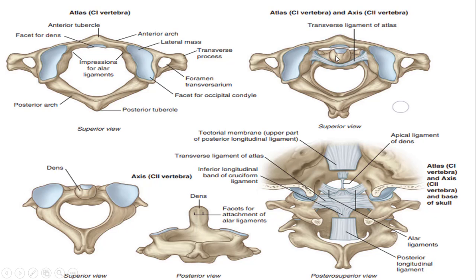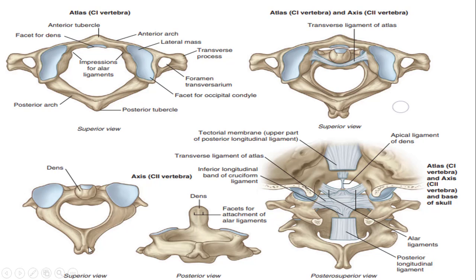How is the dens held in position? By the transverse ligament of the atlas, posterior to it and spanning the distance between the medial surfaces of the lateral masses of the atlas. Here is the lateral mass of the atlas. Here are the medial surfaces. This transverse ligament spans the distance between the medial surfaces of the lateral masses of cervical 1 vertebra, and just posterior to the dens. That's why it keeps the dens held in position.